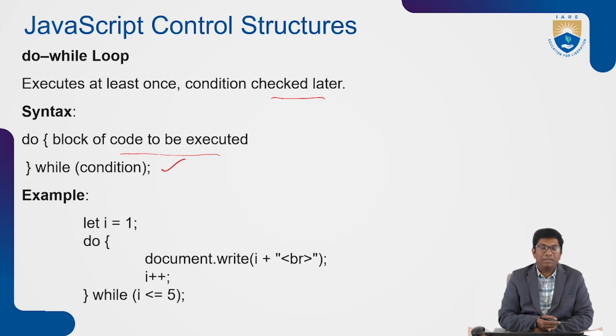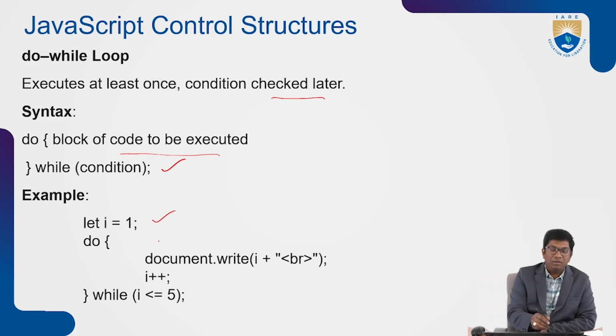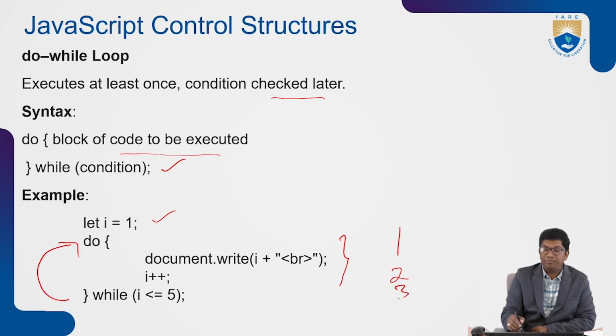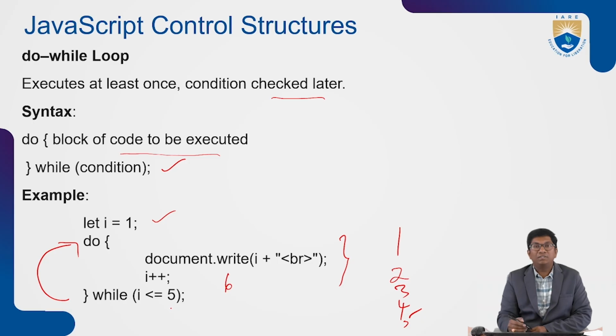So we'll take the same example. Initialize i = 1, that is, let i = 1. You are executing this block of code at least once, so it displays 1. After that, the i value is increased to 2. 2 is less than or equal to 5, right? Then again it moves here and displays 2. Next 3, 4, 5. Then it checks after it becomes 6. 6 is not less than or equal to 5, so it terminates the process. So do while: if you want to execute your block of code at least once, then you have to use a do while statement.